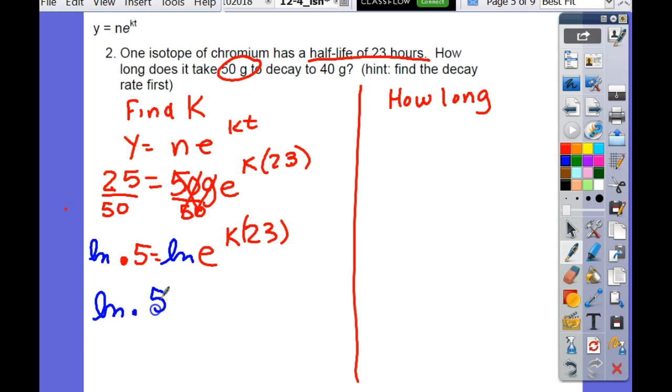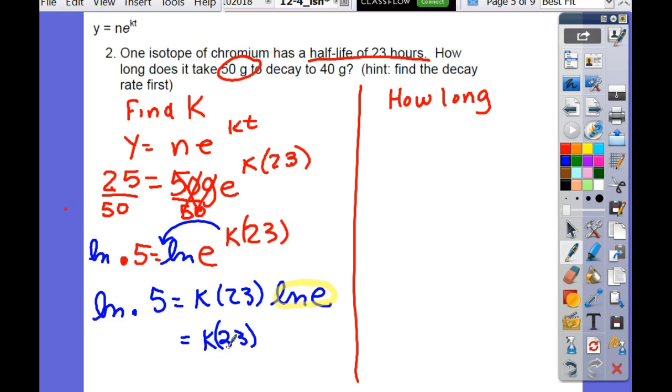The reason you take a log of both sides is to use the power rule and bring this out in front of the log. Does this look like what we were doing last week? I hope so. What is this equal to? This is equal to 1. So what's 1 times 23? And so this is ln of 0.5.